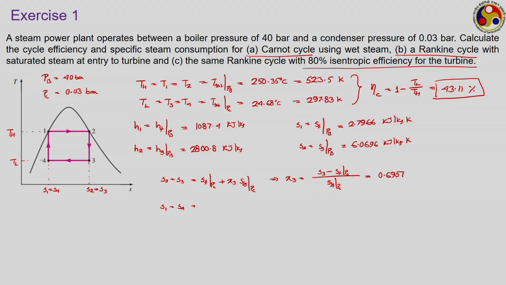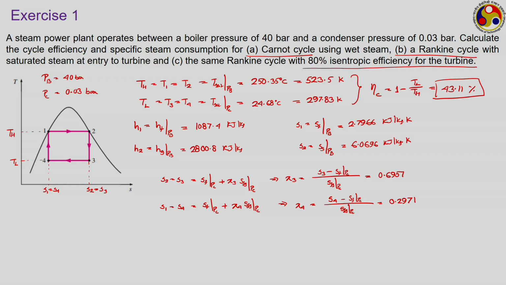Now, look at point 4, we know that S1 is equal to S4. The same way, it is equal to Sf corresponding to the condenser pressure plus X4 into Sfg corresponding to the condenser pressure. From there, X4 is equal to S4 minus Sf corresponding to the condenser pressure, divided by Sfg corresponding to the condenser pressure, and putting this in, your X4 is coming in this example 0.2971. Please recheck all these calculations, because I may have made some calculation mistake; I have done them quite hurriedly and have not rechecked the numbers. So, please do them again.